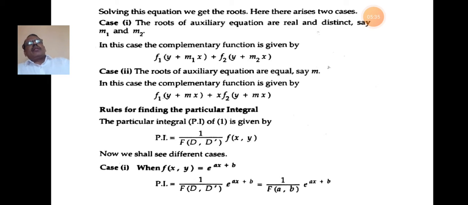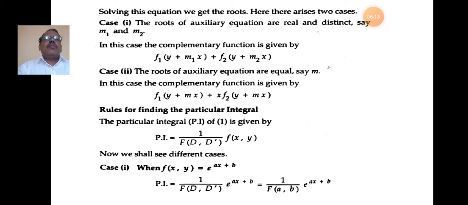And if the roots of the auxiliary equation are the same, say m and m, in this case the complementary function is given by f1 of (y + mx) + x into f2 of (y + mx). So this is the case. If roots are real and distinct, you write f1 of (y + m1x) + f2 of (y + m2x). If the roots are equal, you write CF as f1 of (y + mx) + x into f2 of (y + mx). Next, the rule to find the particular integral, which is important.